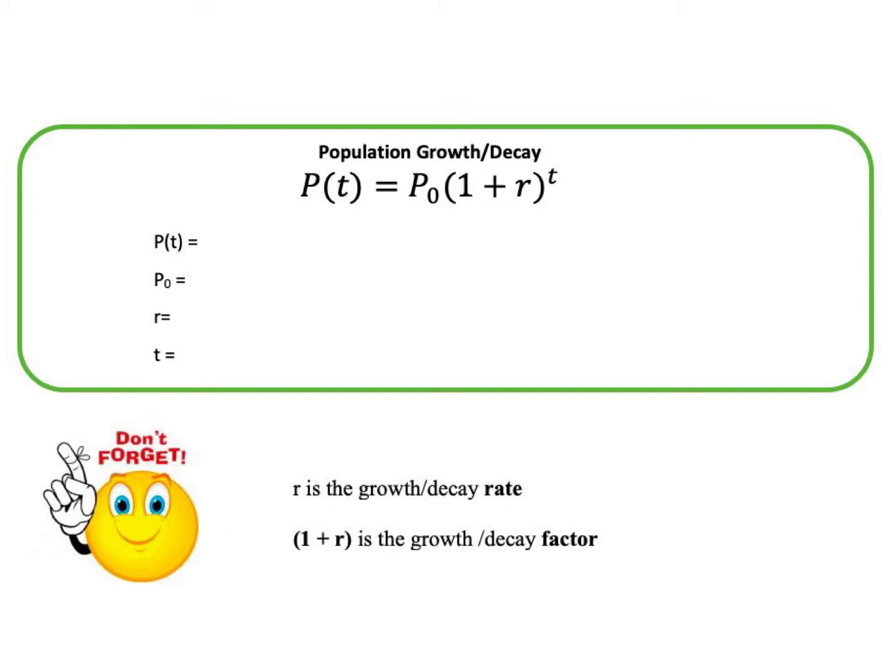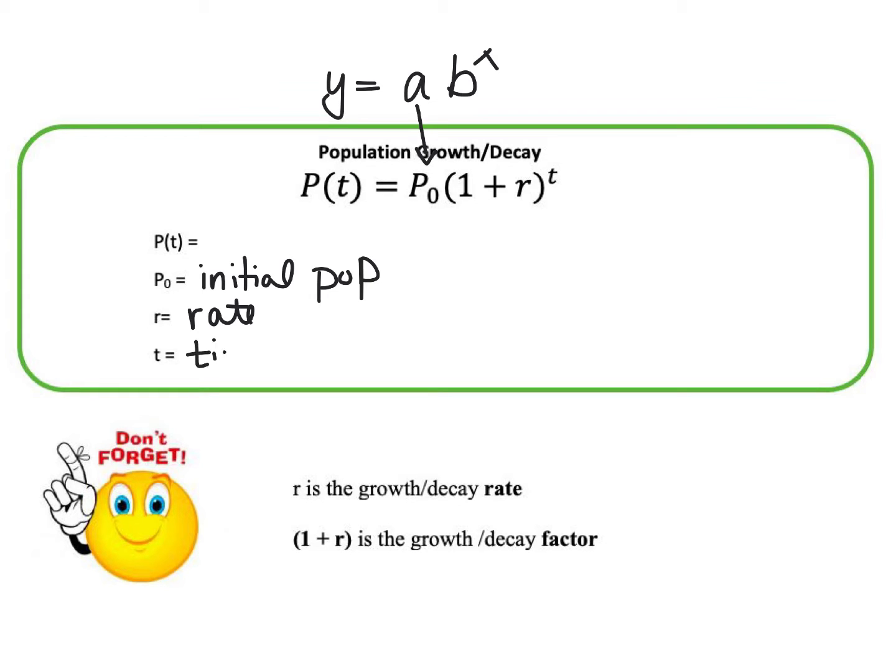So this function here is just another way of writing your general function, which is y equals a, your initial value, times your base to the x power. Since P sub 0, or P naught, is in the a spot, that's your initial population, whatever it's starting at. R is the rate at which your population is growing or declining. T is your time. And P of t would just be your final population.